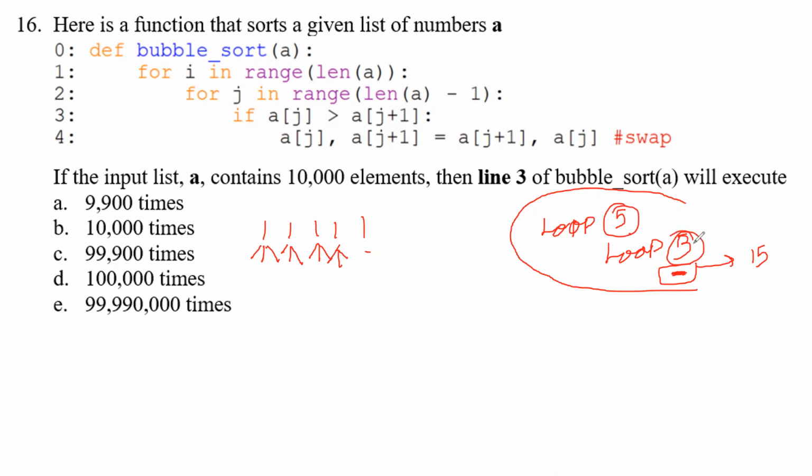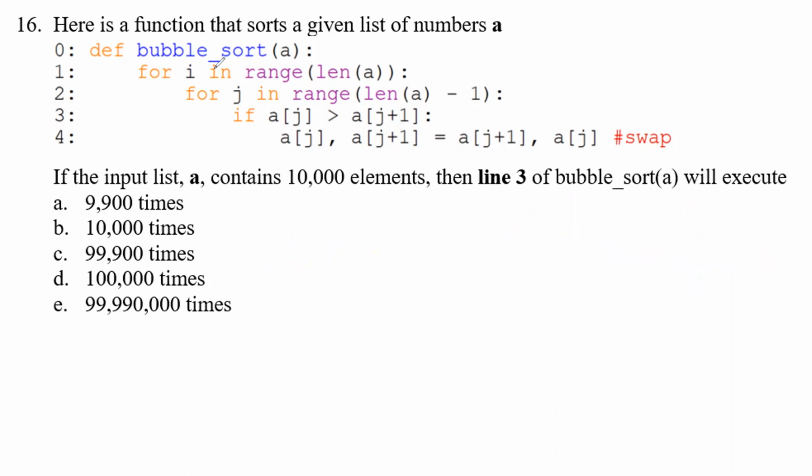Clear till now or not clear? You got it? Okay, let's go. The question says, as simple as that, that I have a loop that is going to loop depending on the length of A, which is 10,000. So the first loop is going to loop 10,000. Is this clear? Okay, the second loop is going to loop 10,000 minus 1. So it means 9999, without the extra digit. So 4 nines.